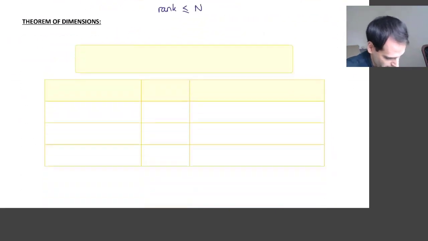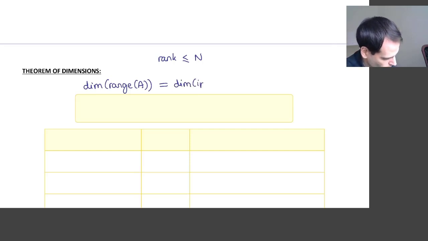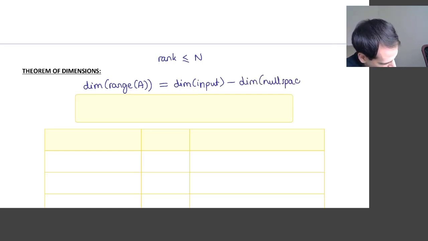So let's write that formally. The dimension of the range of A is equal to the dimension of the input minus the dimension of the null space of A. So the dimension of the null space is telling us how many dimensions this transformation is squashing. Yeah, it's a very, very profound statement about the dimensions in a linear transformation.